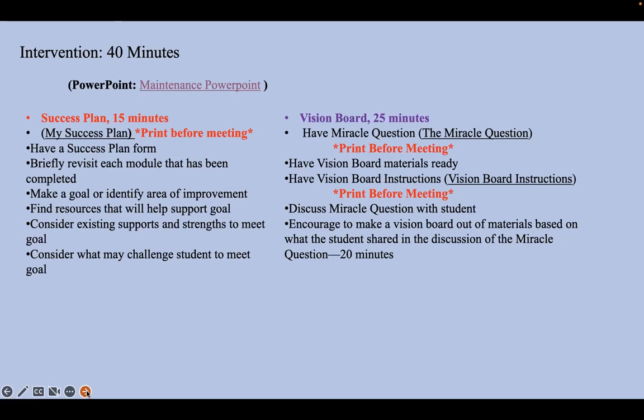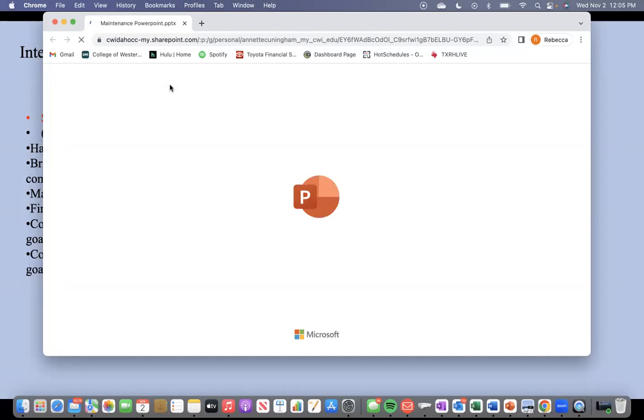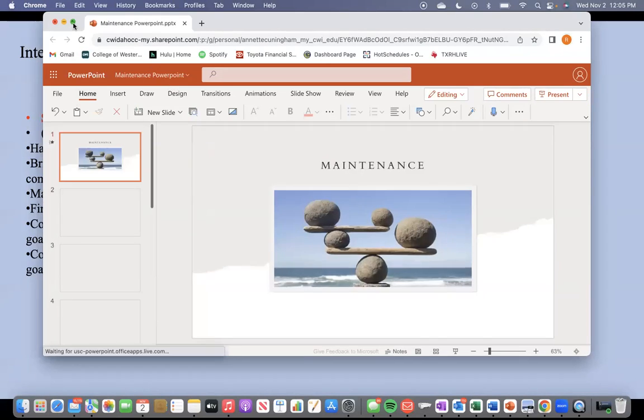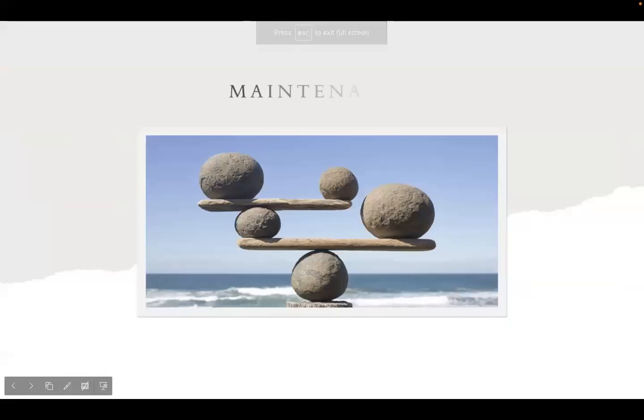Below, there is a link to the Maintenance Intervention PowerPoint. Much like other modules, this PowerPoint will again aid in the presentation of this module with the adolescent you'll be working with. Like other PowerPoints, this is the introductory slide, and it can be moved past once you and the teen are ready to continue with the rest of the presentation.